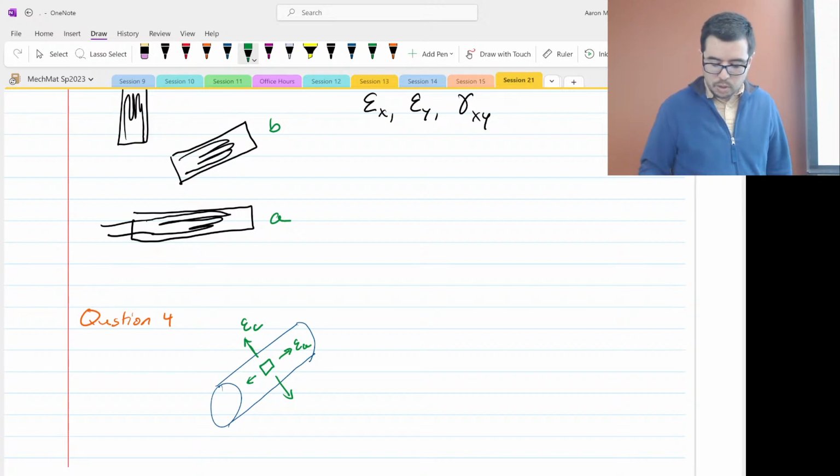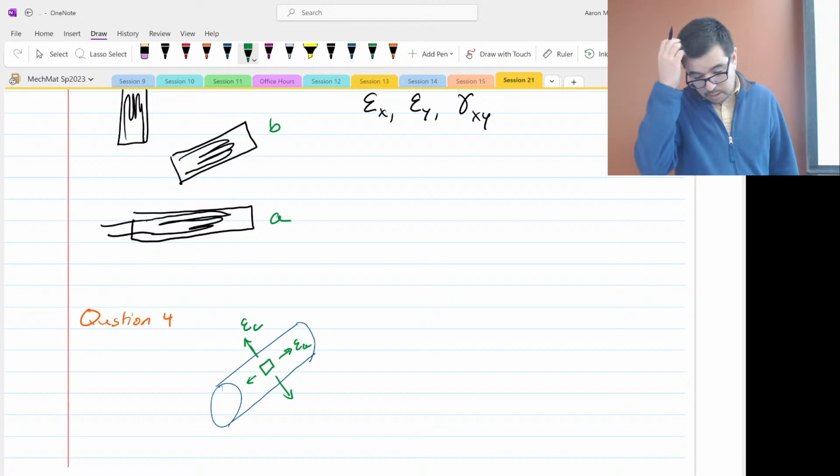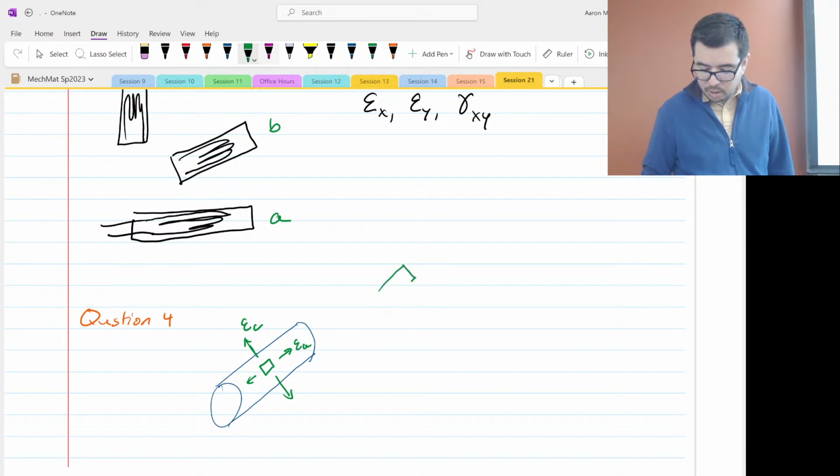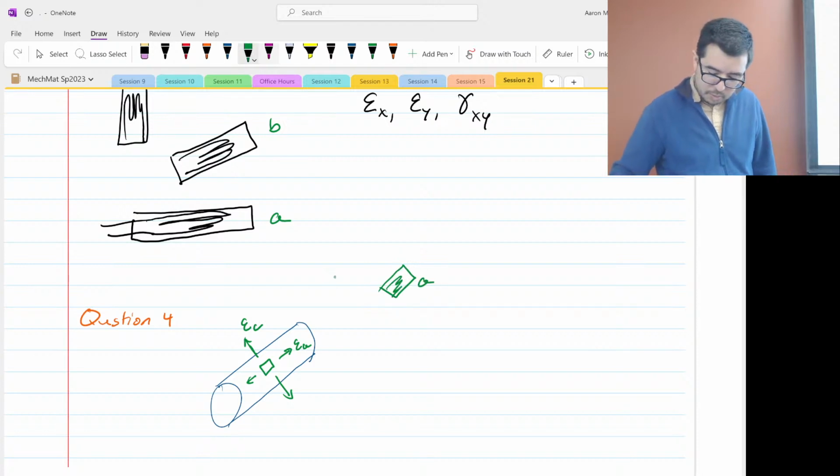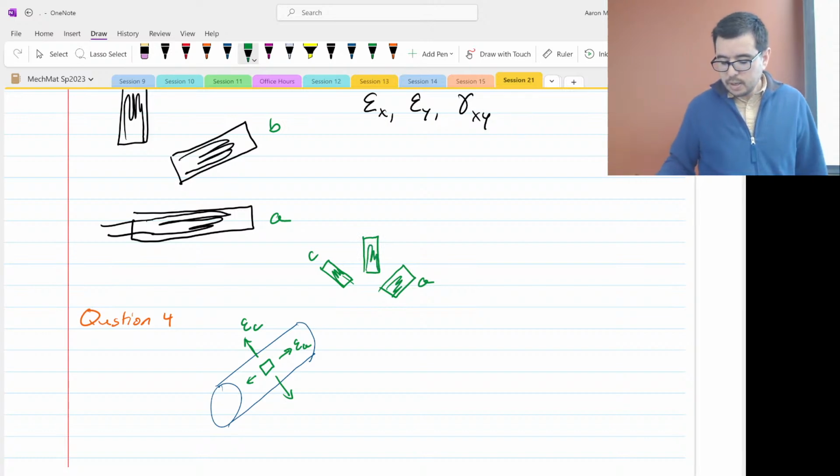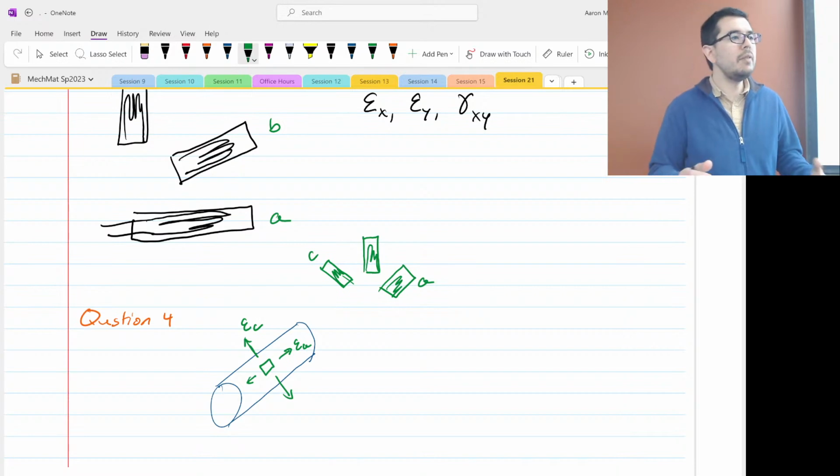Okay, so where are these sensors? If I break it down, the A direction is like this. This is sensor A, and the C one is kind of like this. That's the C. And then the B one is at 45 degrees, like this. Now, you already have the equations for epsilon A, B, and C.